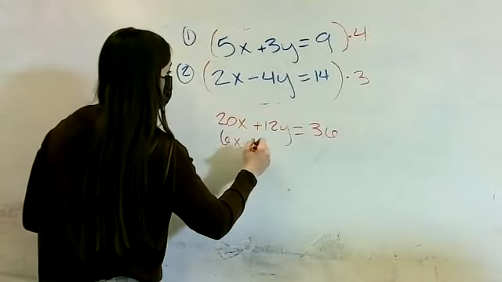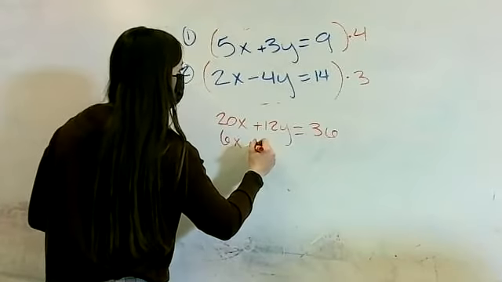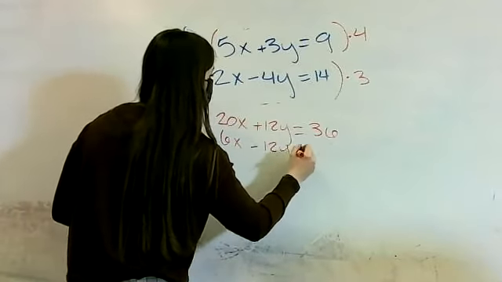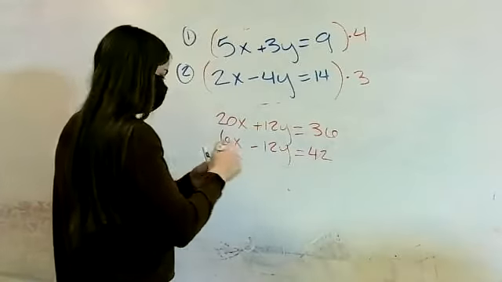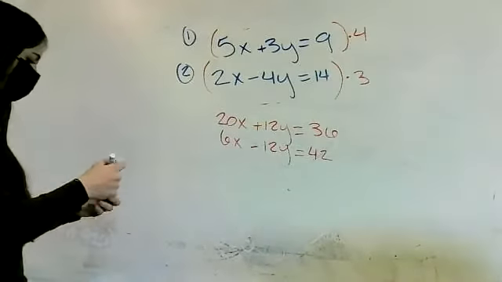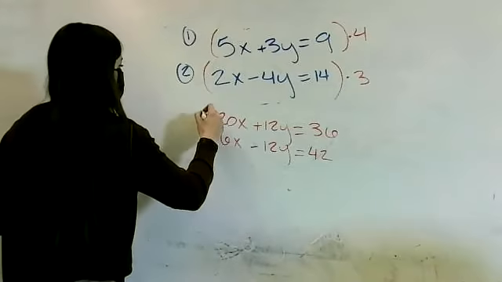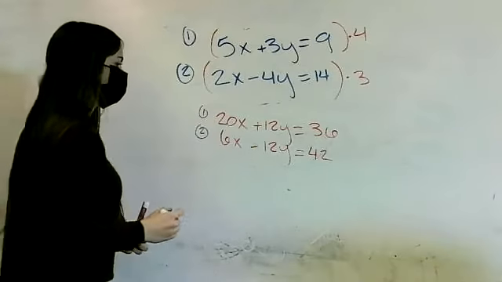And where am I at? 6x minus 12y equals 42. Good. Okay, in my head, it almost looked like 48. All right, so this is my new equation 1, my new equation 2.